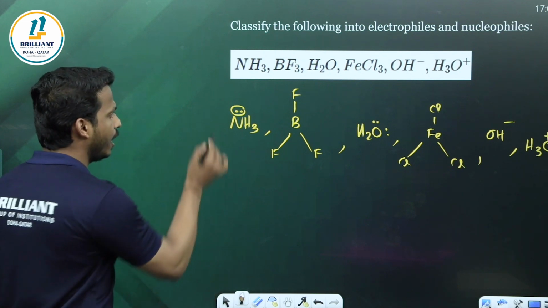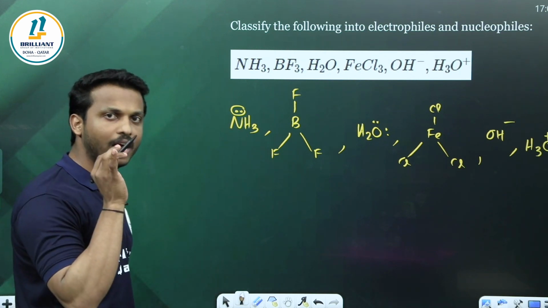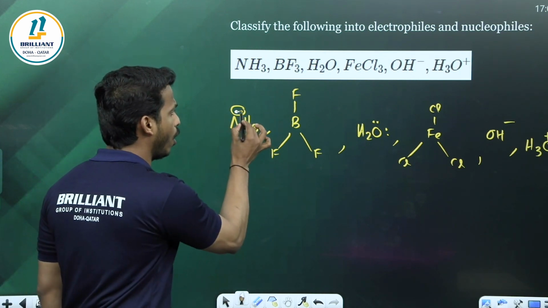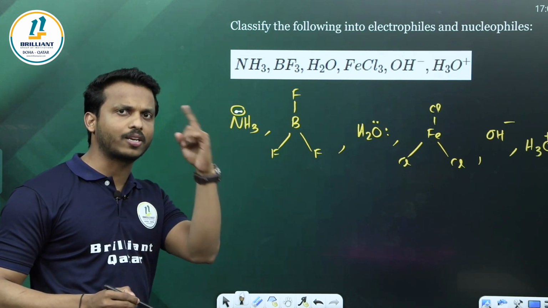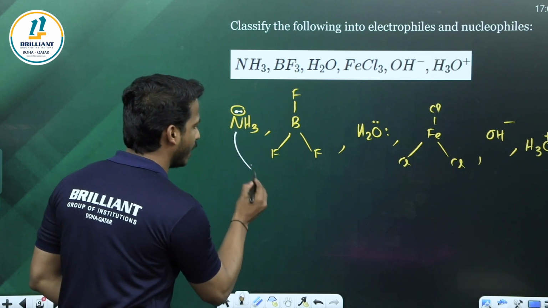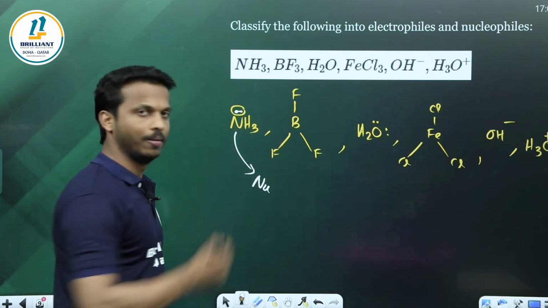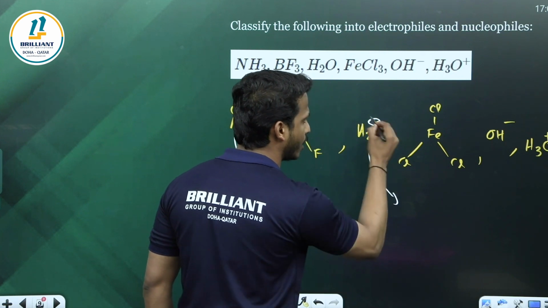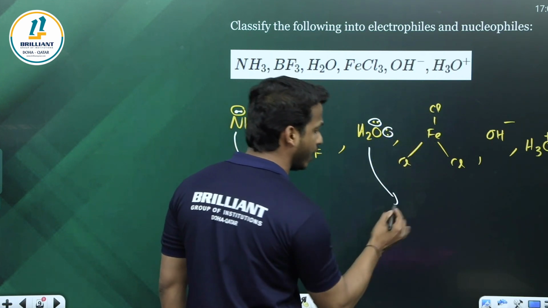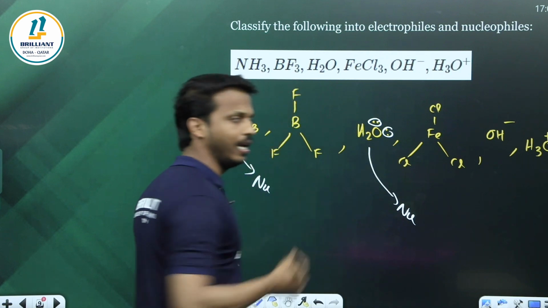Let's start. NH3, you know, it's having a lone pair. Lone pair means electron rich. Electron rich means definitely they attract a nucleus. So yes, NH3 is a nucleophile. So let me take H2O also. Yes, H2O contains a lone pair, so the lone pair can donate, they are electron rich. So that is also a nucleophile.